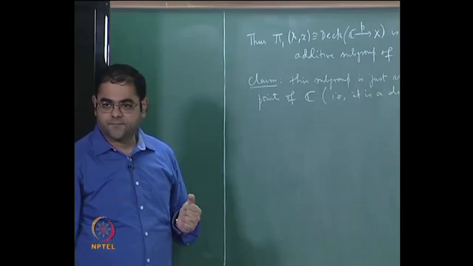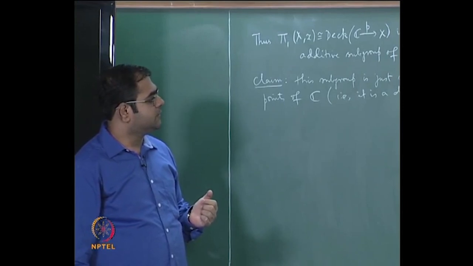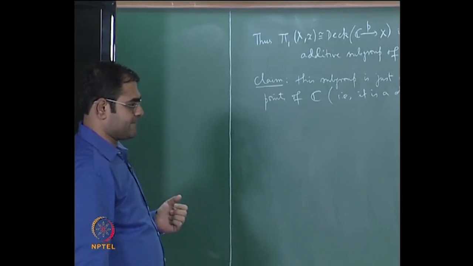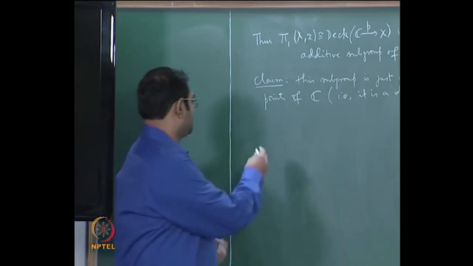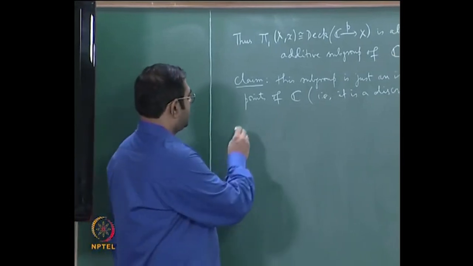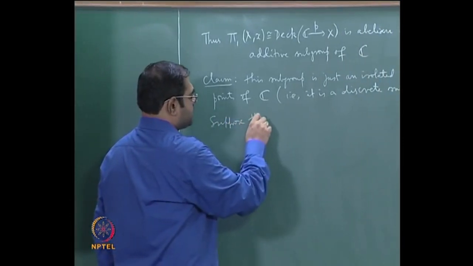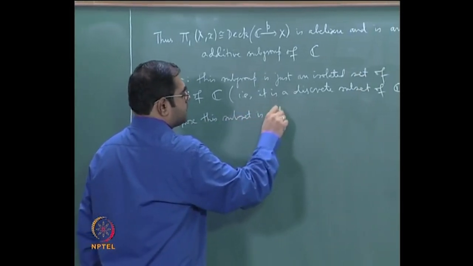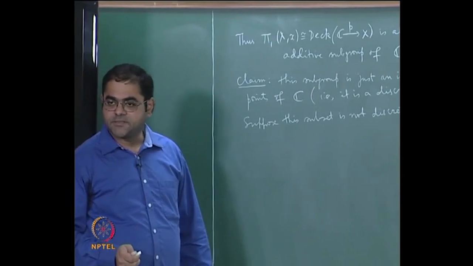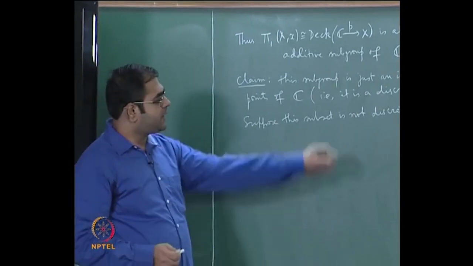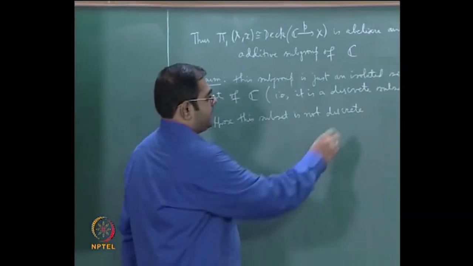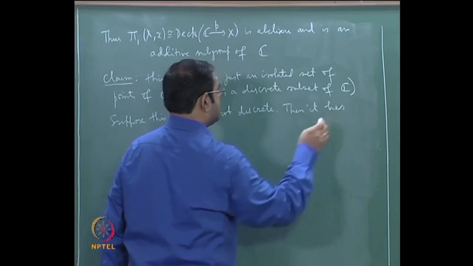So this is a very, very important claim, and one has to prove that, and this is how one proves it. Let's do reductio ad absurdum. Let's assume that this is not the case. Suppose this subset is not discrete, that means it will have an accumulation point, and then you can pick a sequence of distinct points here which will converge to that accumulation point.